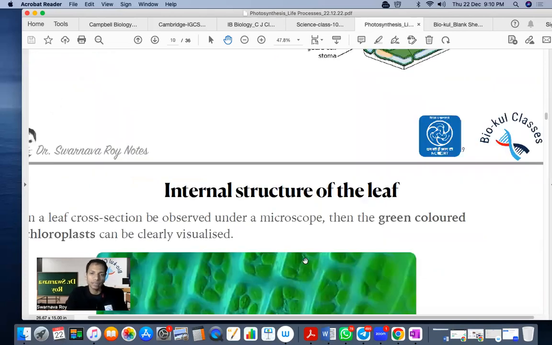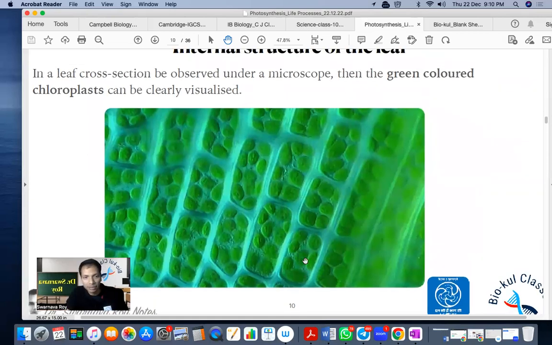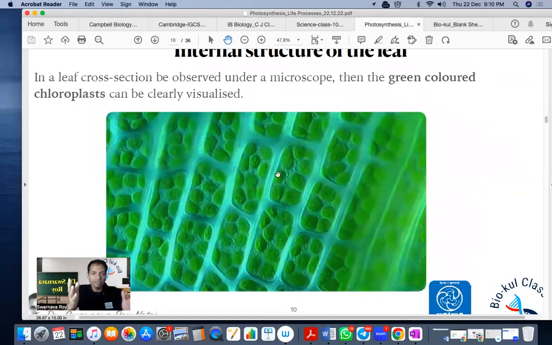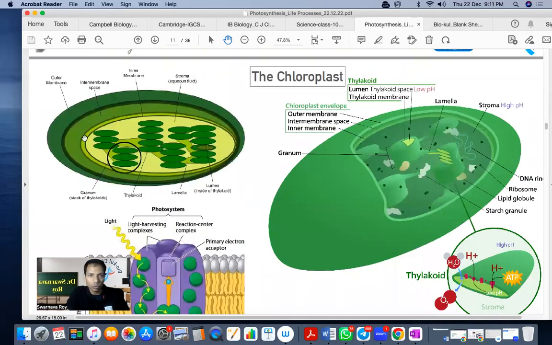So now this is another picture, a microscopic picture. This is a light microscopic picture of a leaf, and we can see how each of these rectangles are mesophyll cells, and we can see how they're packed with chloroplasts. So mesophyll cells are the photosynthetic cells of the plant. Now, this is a picture of a chloroplast.